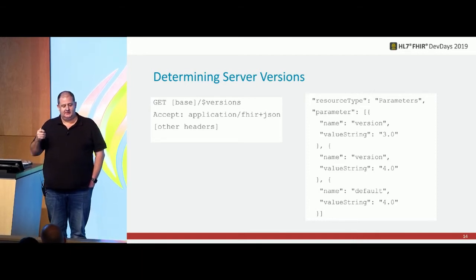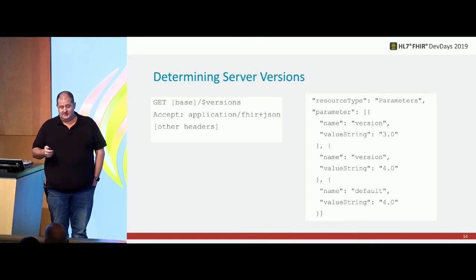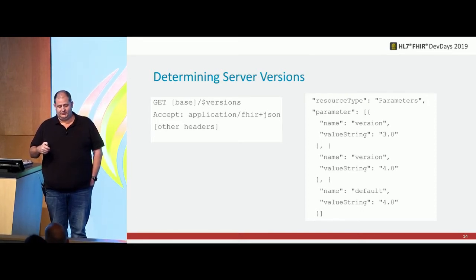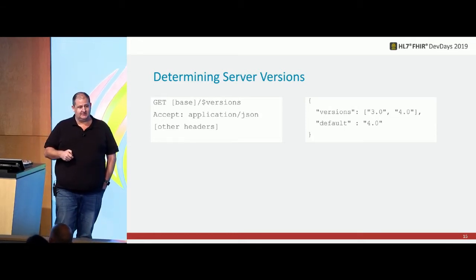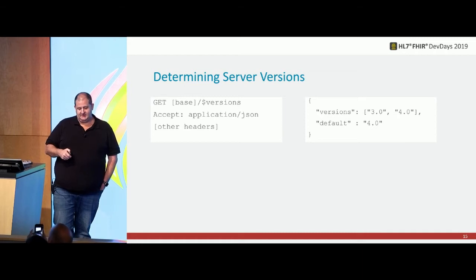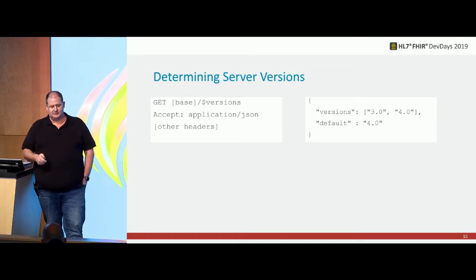So you say to the server, $versions, tell me the versions you run, and you get back a parameters resource telling you what versions the server runs and also what default version the server will use if the client doesn't specify a version. But there's actually a simpler way to run this where you say, just give me JSON back, don't give me FHIR JSON, and then you'll get a very simple JSON back. It's a special case for this operation, which tells you what versions you can run.